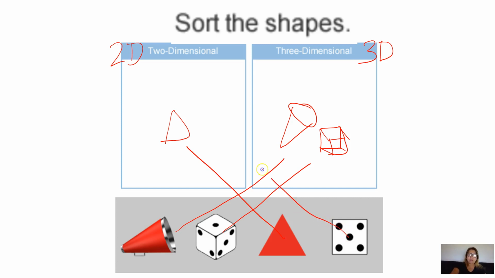Okay, then we have a picture of a dot card. Something that is flat. It is a two-dimensional shape because it is something flat. Okay, it is not like a cube. It is just a square. So we have two-dimensional shapes and we have three-dimensional shapes of the objects that we have here.